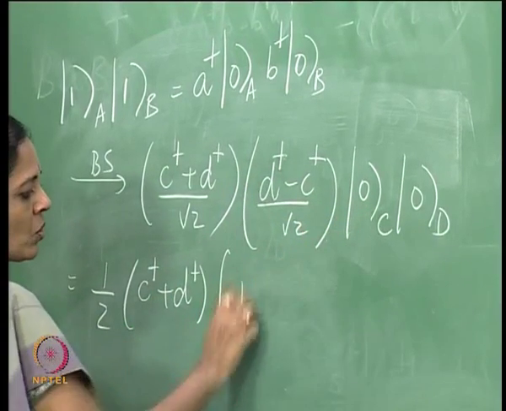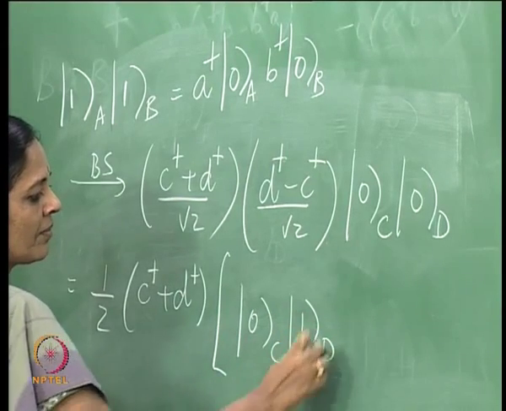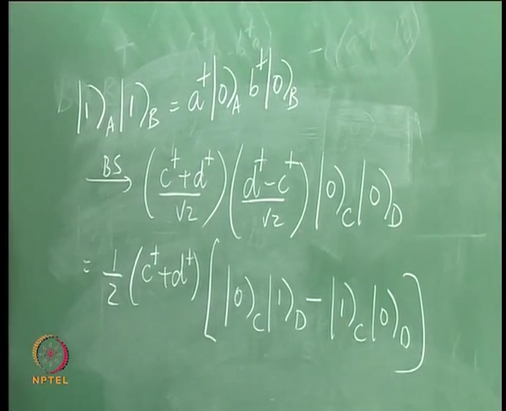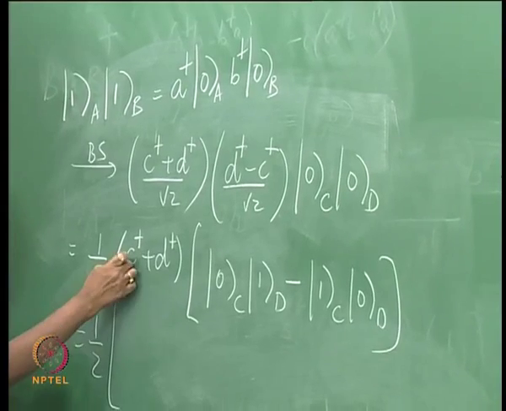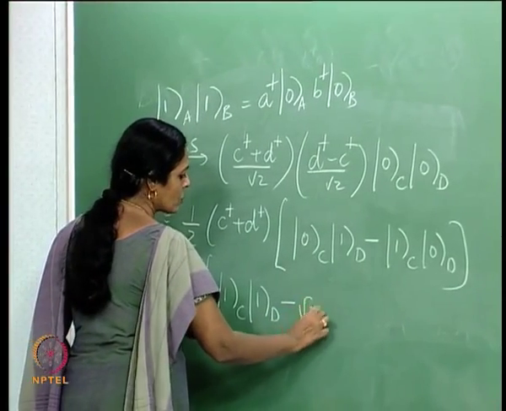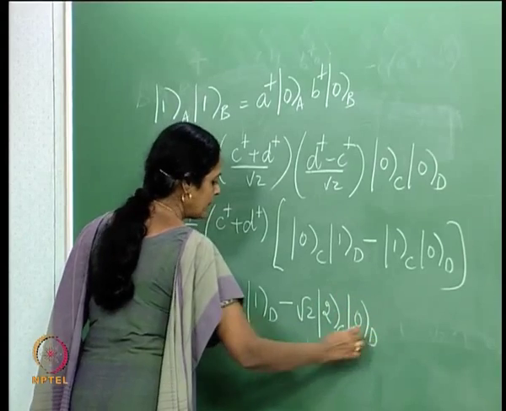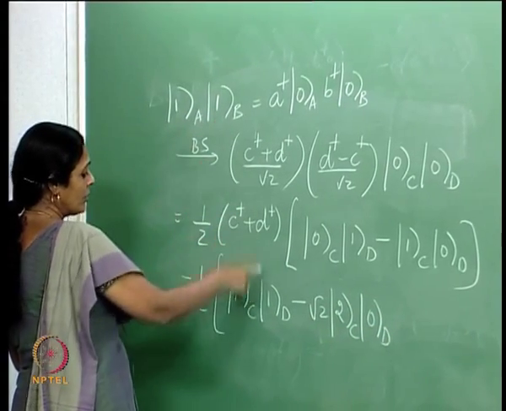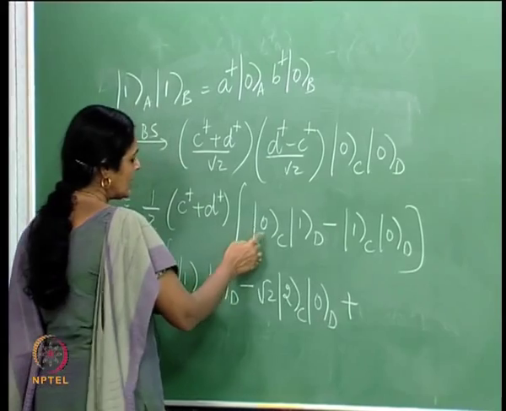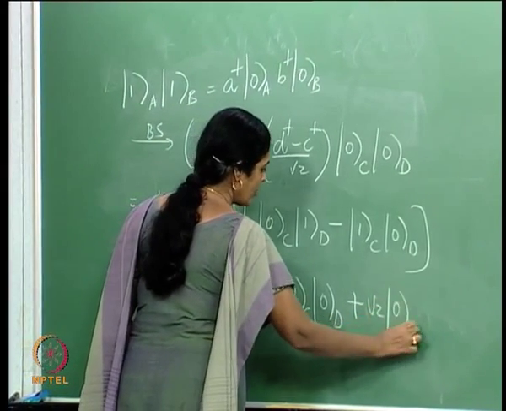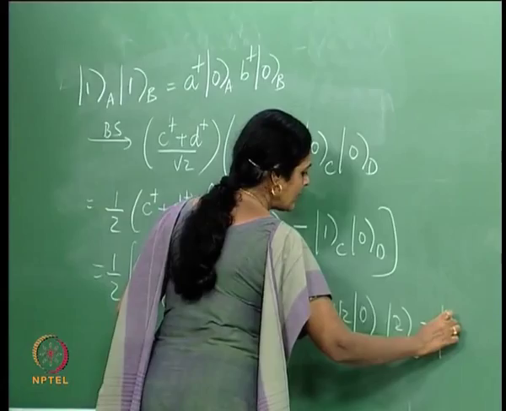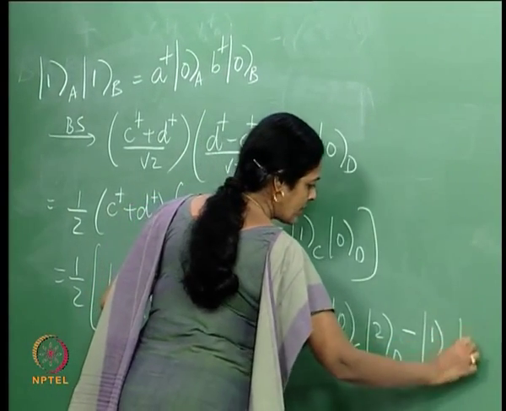The action of D† on |0_C 0_D⟩ is |0_C 1_D⟩. The action of C† is |1_C 0_D⟩. Now, once more, the action of C† on the first term is |1_C 1_D⟩, and on the second term is minus root 2 |2_C 0_D⟩. That is very nice. Certainly, I am conserving the total number of photons. That is a 1 plus 1 and this is a 2 plus 0. But now, look at this. D† on this gives me a root 2 |0_C 2_D⟩, which is fine. And then the last term is minus |1_C 1_D⟩.